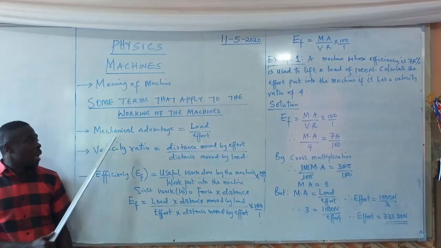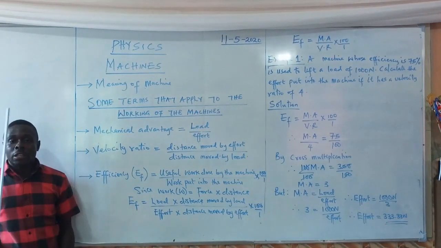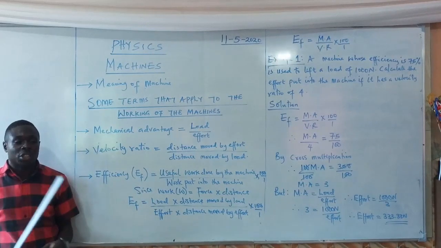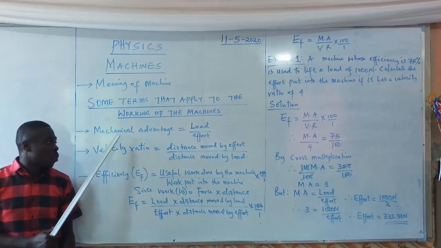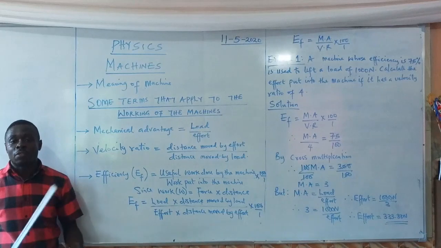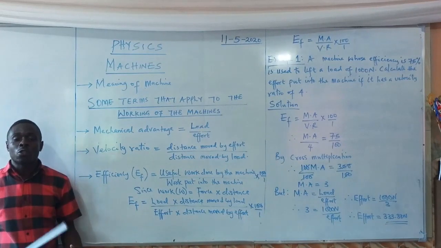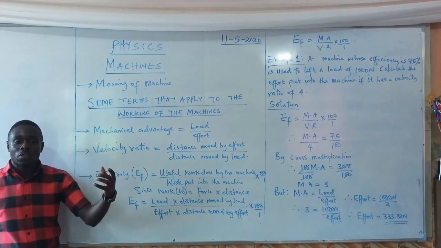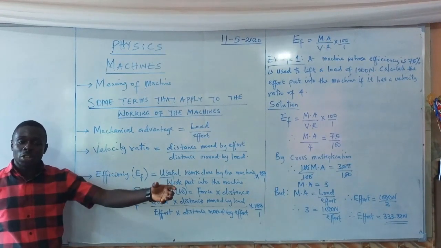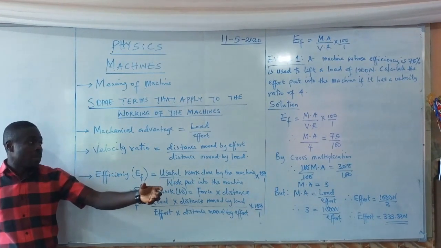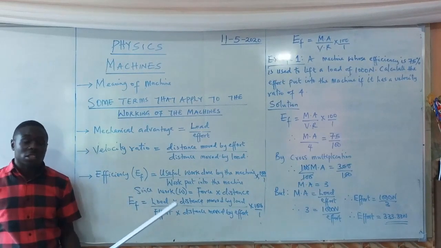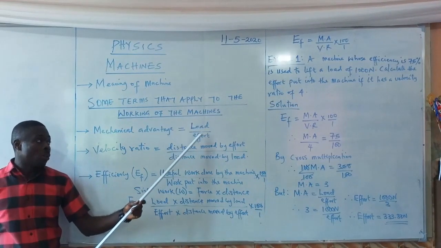And of course, because of that, we now see that the friction in the moving part of a machine usually affects mechanical advantage, in the sense that it will make you increase the effort that is needed to overcome the load. Remember that we said that mathematically mechanical advantage is load over what? Effort.